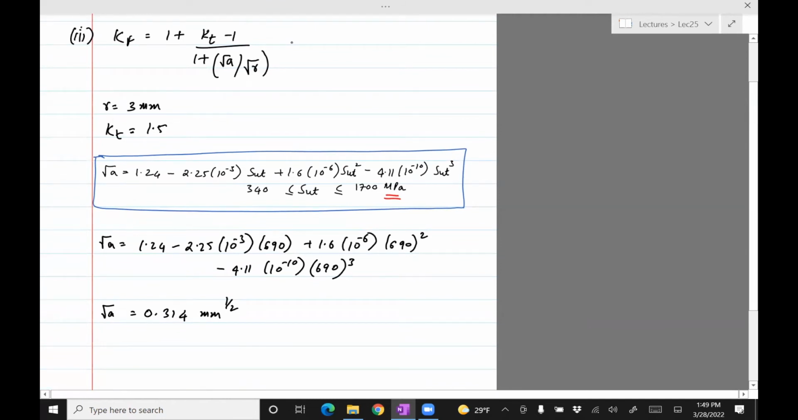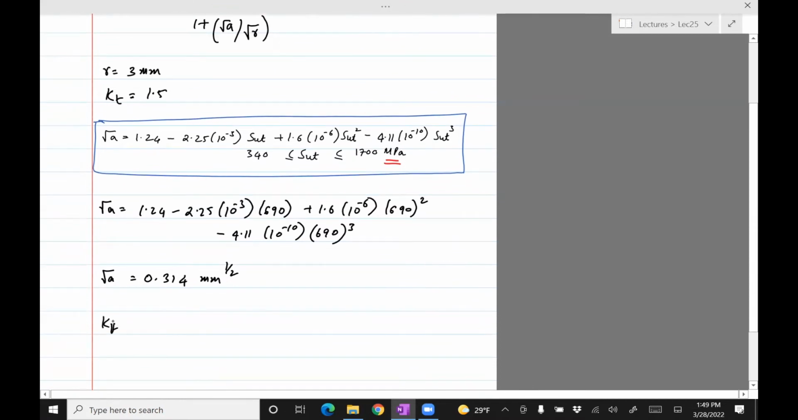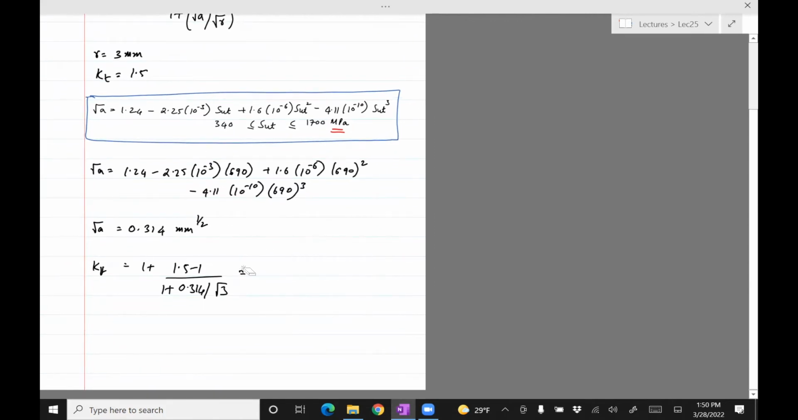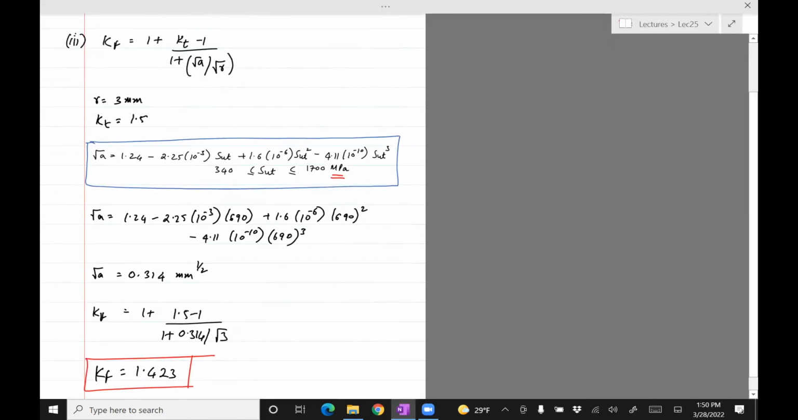And so we are all set to use this formula for Kf. We know Kt, we know r, and we know square root of A. So Kf equals 1 plus (1.5 minus 1) over (1 plus 0.314 over square root of 3). Okay, I get 1.42. So Kf is 1.42.